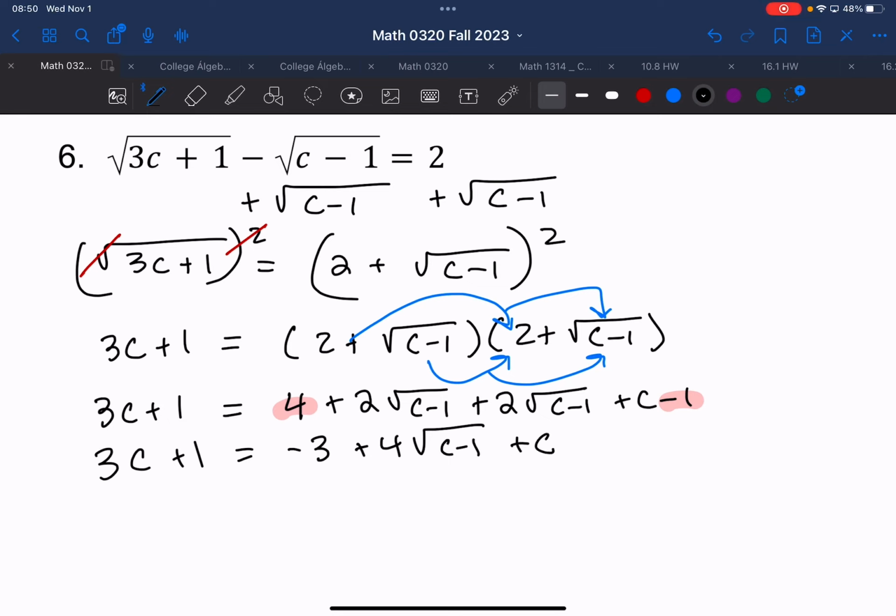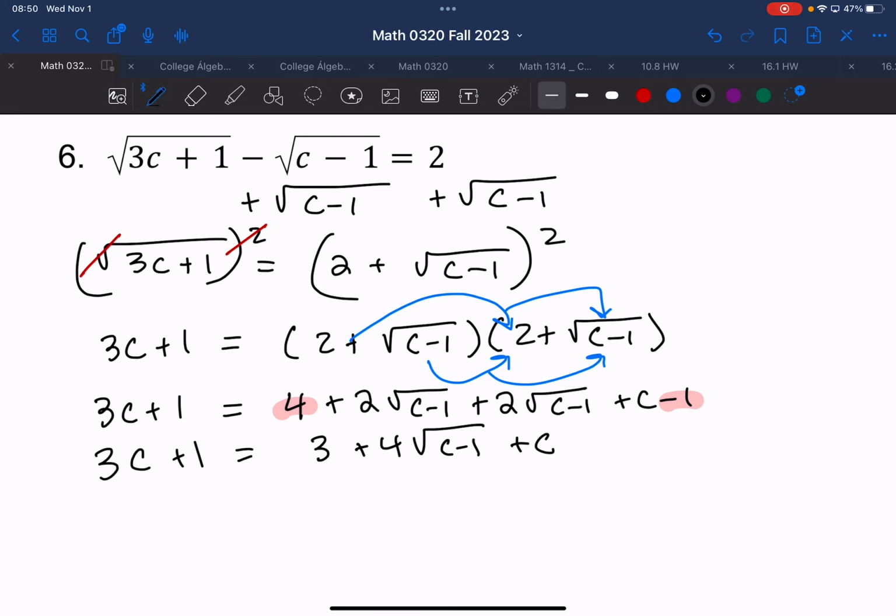Wouldn't that be positive? Yes, you're right. Positive 3, because 4 minus 1. Thank you. Okay. Now all we did is we got rid of one radical. We're going to have to do the whole process again to get rid of the other radical.